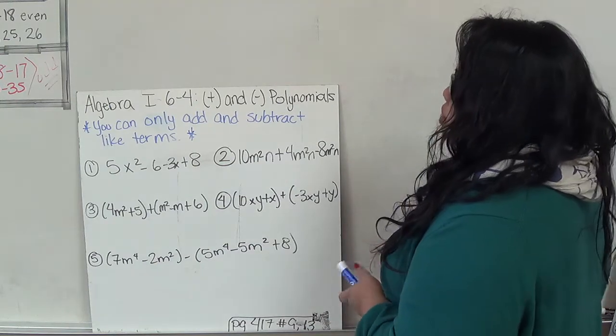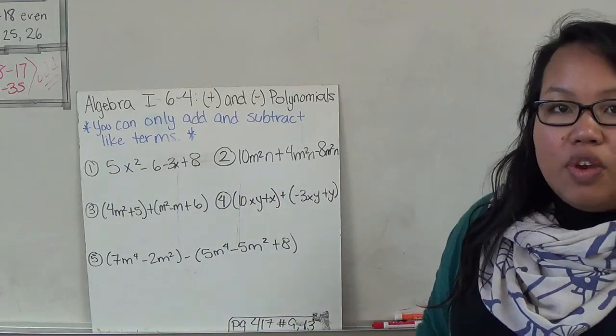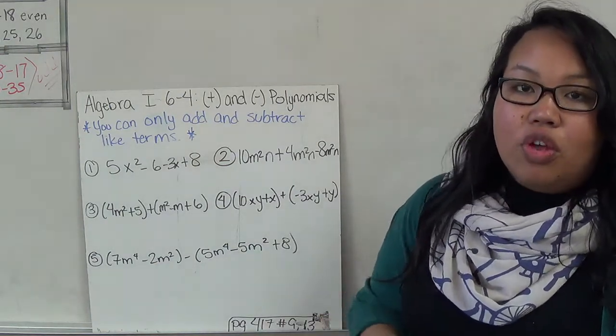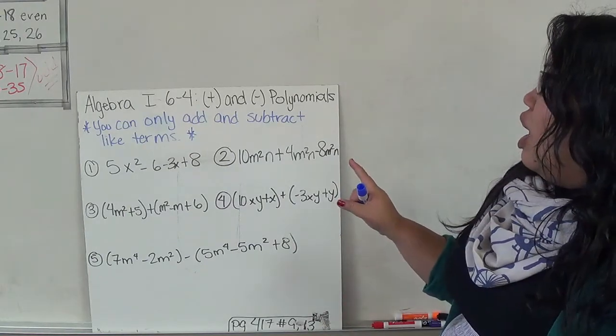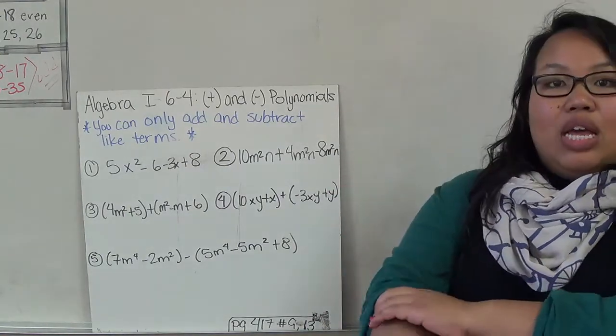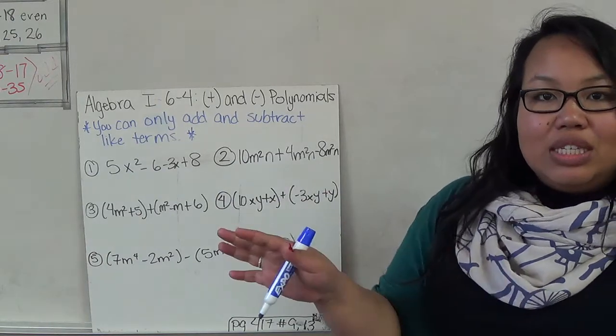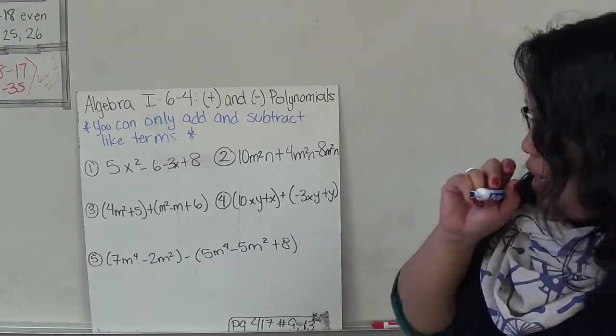You're going to combine like terms, but now there might be more than one variable involved, so you have to be careful. It has to be exactly the same like term. Just because they both have x's, if one has a y in it, it's not a like term.